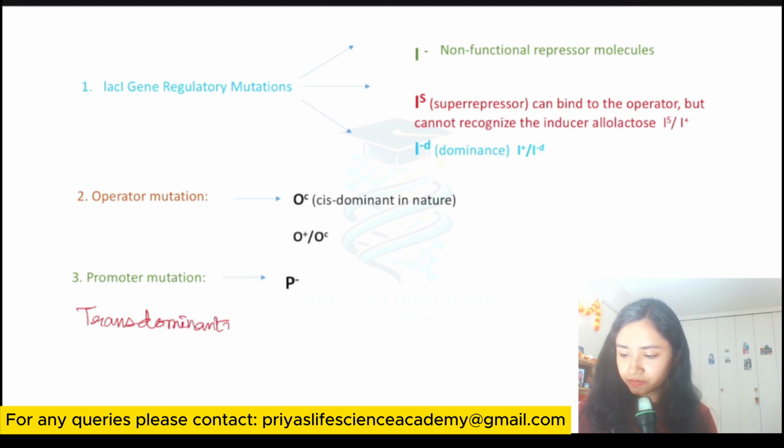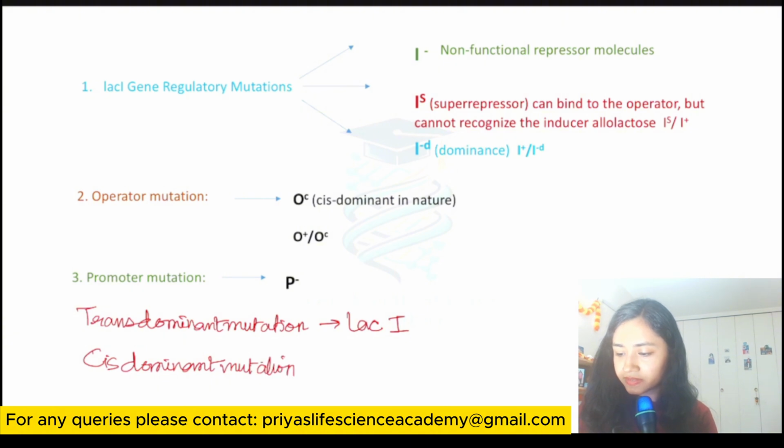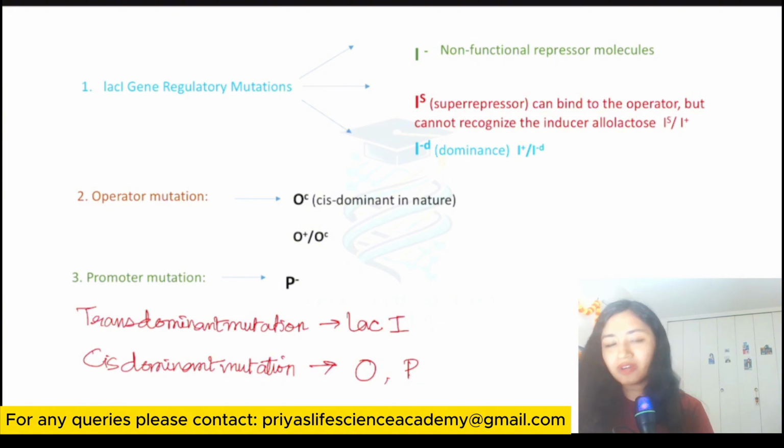Trans-dominant mutation is seen in the case of the lacI gene, and cis-dominant mutation is seen in the operator region and promoter region. The basic point is that the product of a trans-dominant mutation can travel and affect another reading frame from the one in which it is produced. For example, lacI is produced from one reading frame and its product can travel and affect another reading frame residing in another region.